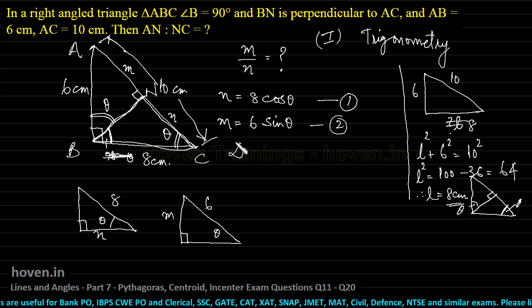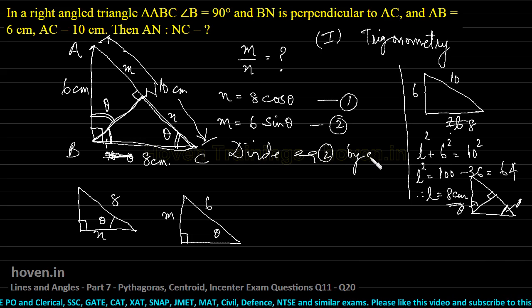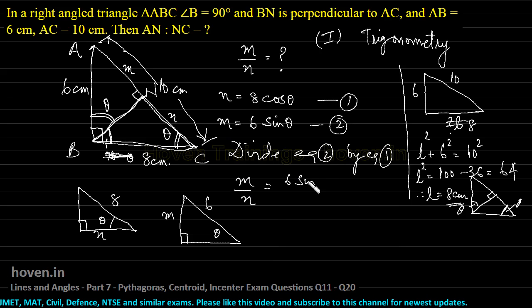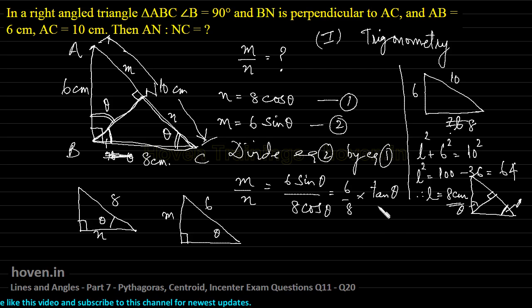So divide equation 2 by equation 1. So what do we get? M by N is equal to, this will be 6 sine theta by 8 cos theta, which is equal to 6 by 8 into tan theta. Tan theta is sine theta by cos theta, so we have written it as tan theta.